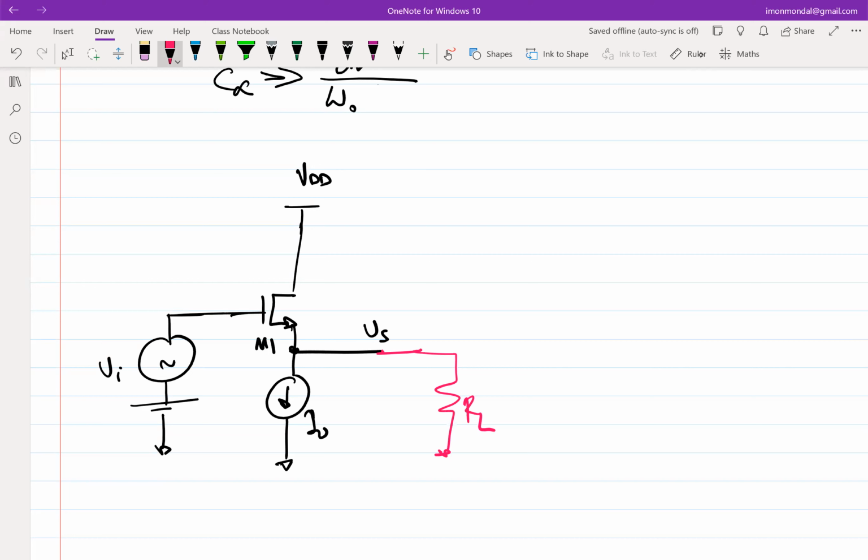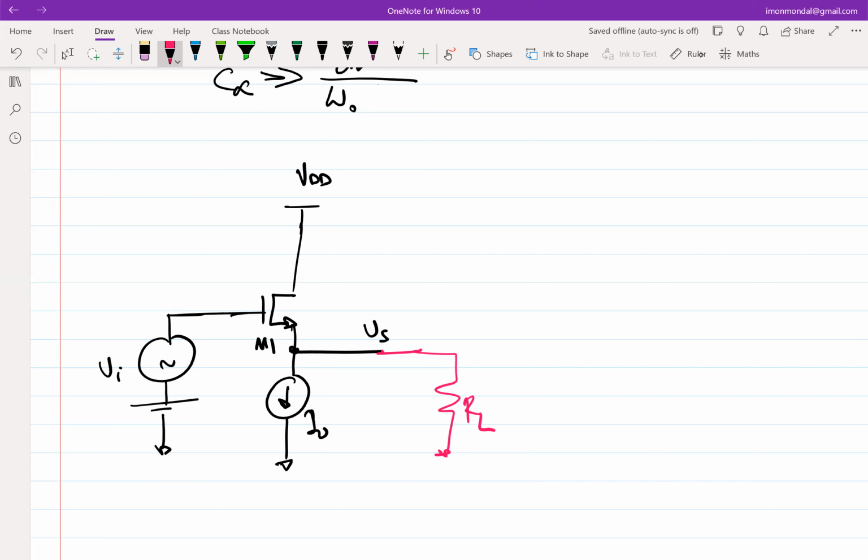Will the biasing picture change? It will change, right? Because now the current I0, which was getting pulled through M1, is getting divided between the transistor and the RL. Or in other words, if I connect it like this, do you think the transistor will push out more current than I0 or less current than I0?